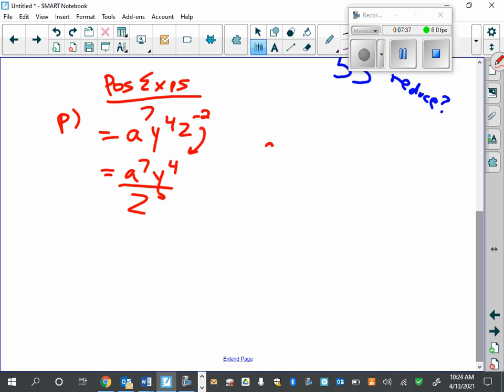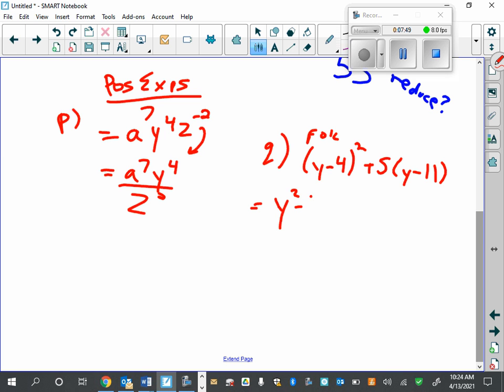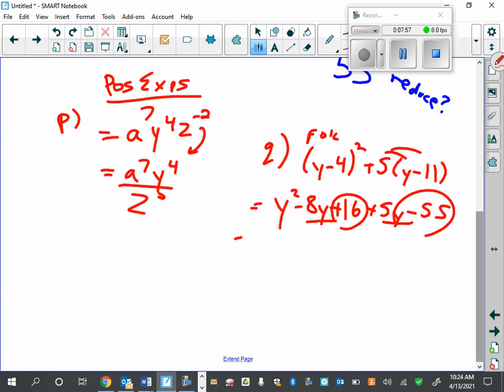Okay, good question. Half my nickname, (y - 4) all squared, plus 5 times (y - 11). I'm going to just FOIL this one in my head and collect like terms in my head, or you can do the perfect square trinomial thing. And then distribute this, and then collect like terms. Maybe y squared - 3y - 35.